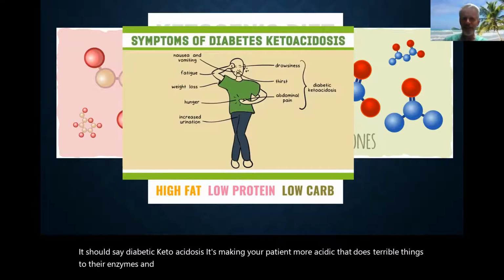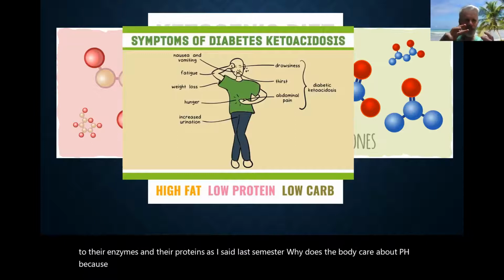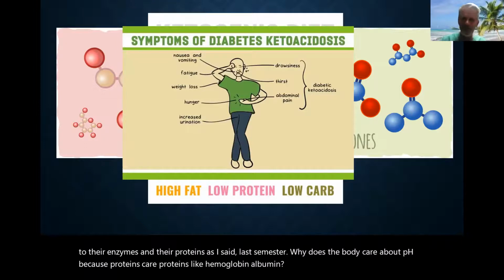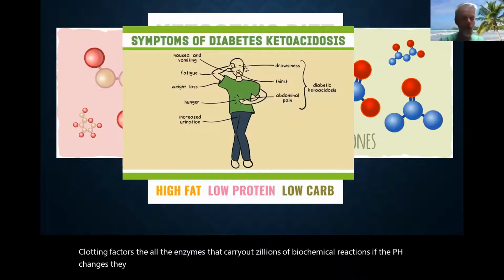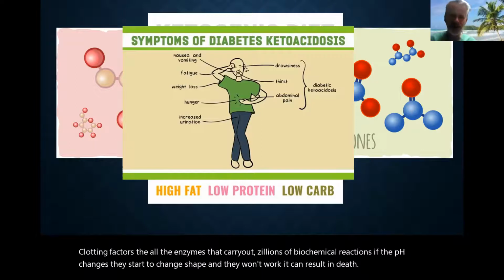As I said last semester, why does the body care about pH? Because proteins care. Proteins like hemoglobin, albumin, clotting factors, all the enzymes that carry out zillions of biochemical reactions. If the pH changes, they start to change shape and they won't work. It can result in death. So diabetic ketoacidosis is really serious.